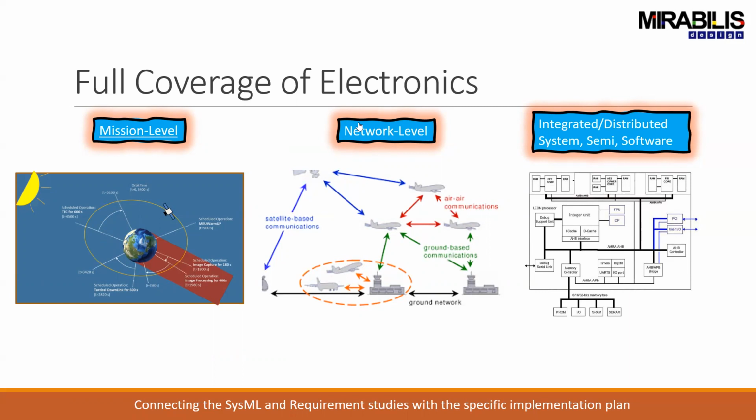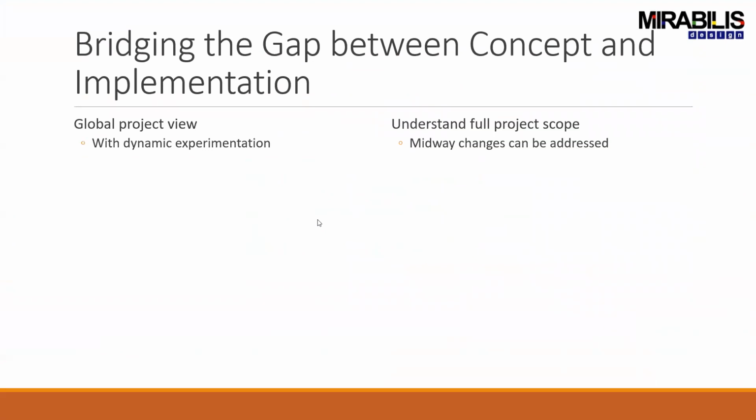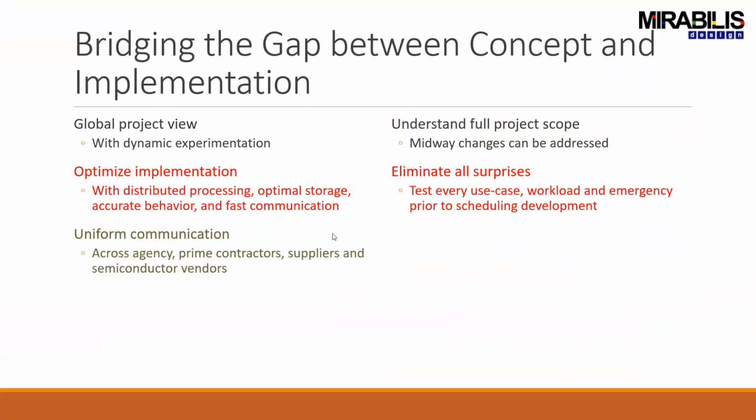What we are looking at right now is connecting the SysML and requirement studies with a specific implementation plan. People with existing SysML models and requirements can easily port them over to VisualSim Architect to do more detailed study and architecture exploration, to determine the right components and eliminate all surprises in the design process. Here we are going to look at how we are bridging the gap between the concept and the implementation and the features it mainly provides.